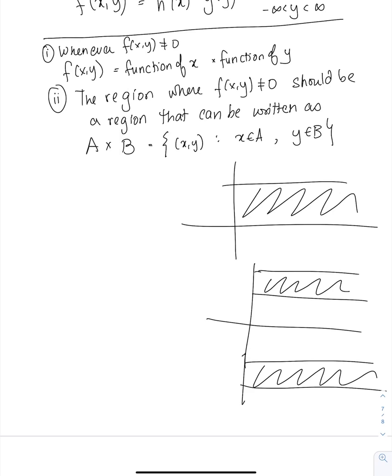It could be a union of rectangles, but you need to be careful about how you write that. Okay, so it can be a region that's of this form, which is like a Cartesian product of A and B. So for example, if you take a look at this region, okay, so here's a region. Let's suppose that's 0, 3, 1. You can say this is a Cartesian product of 0, 1 and 0, 3.